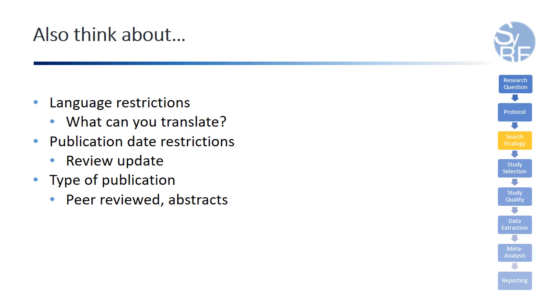You should also think about any language restrictions you're going to put in place and what can be translated. You should think about publication date restrictions. This might be important if you're doing a review update. And you should think about the type of publications you'll include. So will these be peer-reviewed? Will you include abstracts? It's important to bear in mind that every time you place a restriction on your review, you're potentially introducing bias.